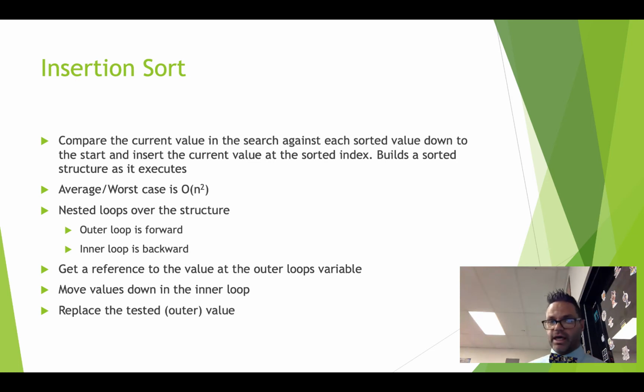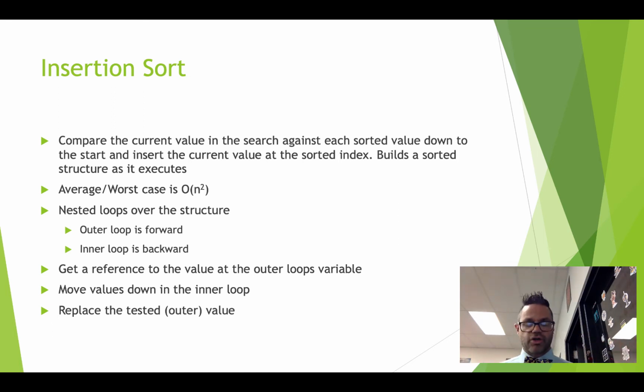Insertion sort, we're going to look at the current value we're searching against, and as we go through it, we're going to build a sorted structure as we go through the list. Now, insertion sort is also order of n squared because it's a loop inside a loop: an outer loop of n and an inner loop of n minus something. And so n times n minus something is still n squared plus or minus some change. But that's okay because it's still n squared.